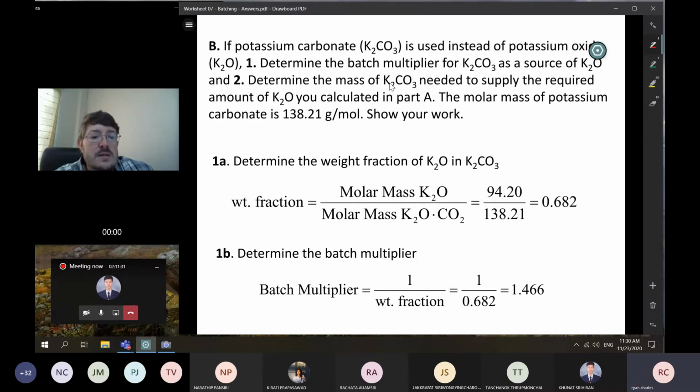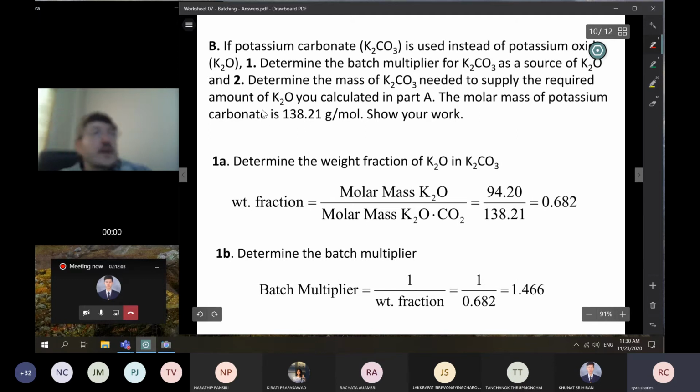The problem is the mass difference, right? We want a fixed amount of potassium oxide. If we weigh out the same amount of potassium carbonate, we're not going to have as much because we're going to lose gas. We're going to lose carbon dioxide, and we're going to get less potassium oxide. So we have to compensate. We have to weigh out extra to compensate for the gas loss.